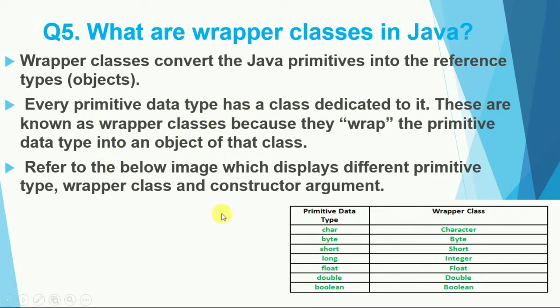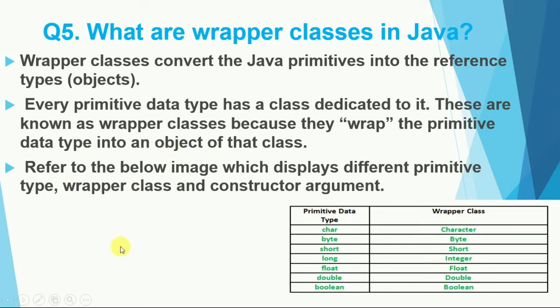We have different data types: char, byte, short, and we also have a dedicated class for each. These classes are known as wrapper classes because they wrap the primitive data type into an object of that class. Refer to the image below, where we can see the different primitive data types and the different wrapper classes corresponding to them. We will discuss the actual use of wrapper classes later, but you should know what a wrapper class is.